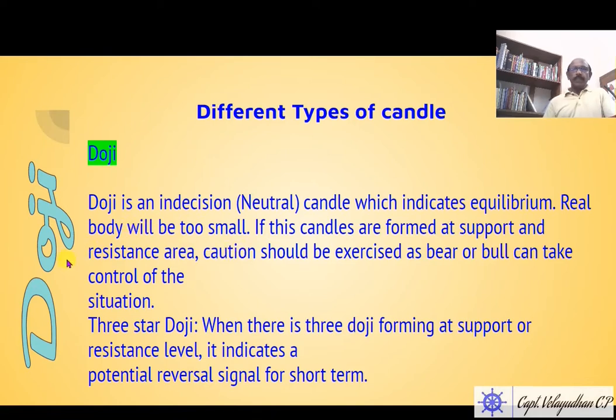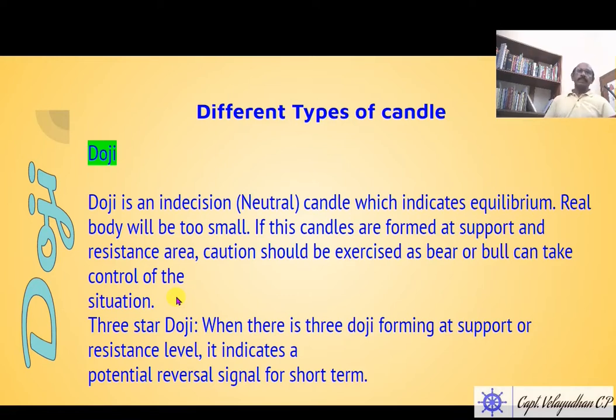A doji. A doji is an indecision candle, or it's in equilibrium. Bears and bulls are showing equal strength, and the real body is too narrow, too small. If such candles are formed at a support or resistance area, caution should be exercised as bear or bull can take control of the situation.